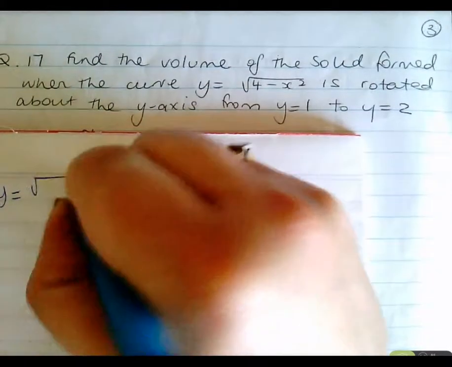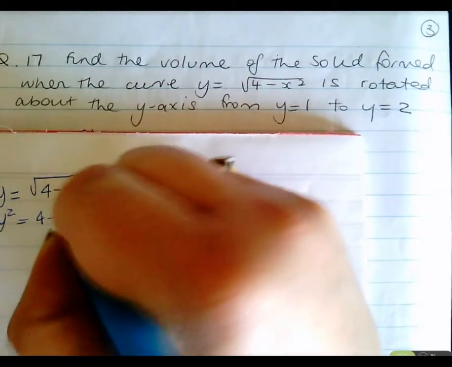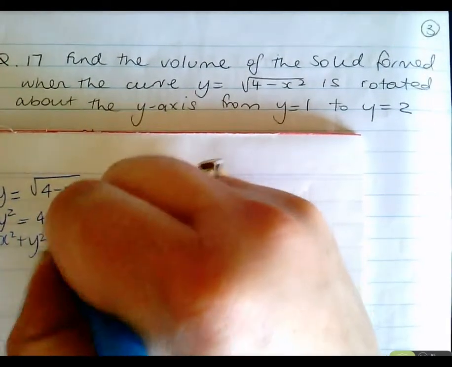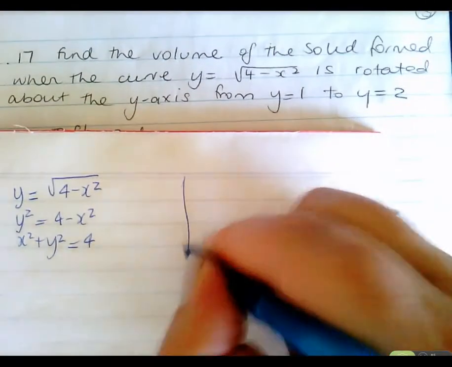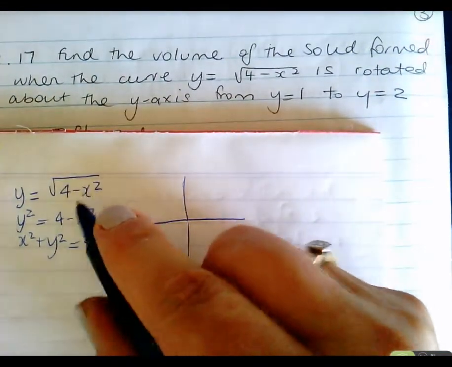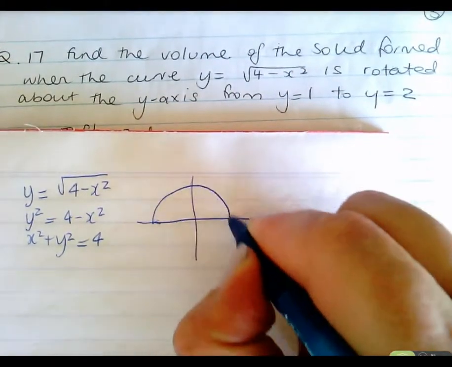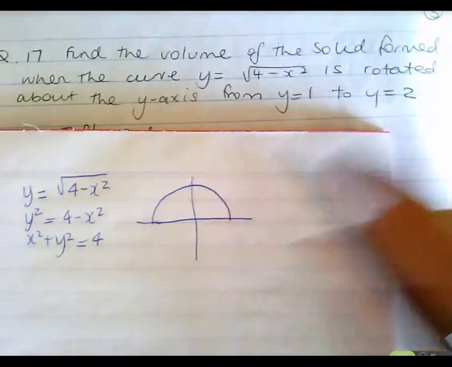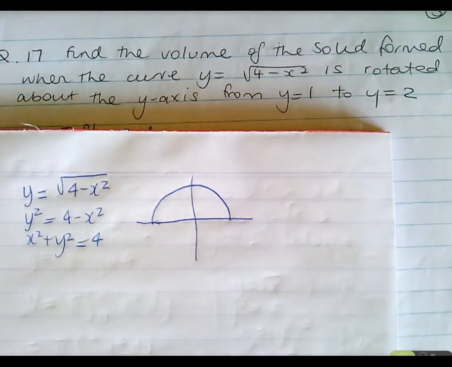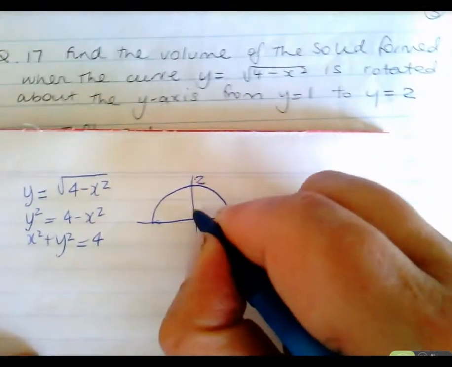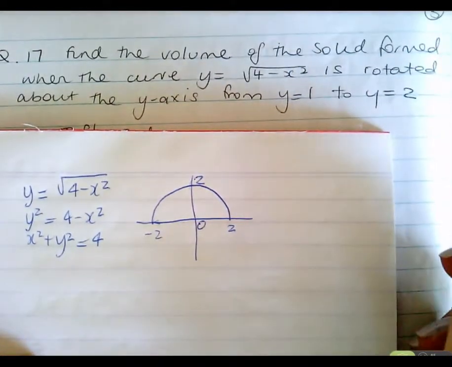So question 17, if you're not sure what it looks like, square both sides. Y squared is 4 minus x squared, so x squared plus y squared is 4, which comes from a circle, so it's a semicircle, the positive, because y equals, it's above the x-axis. If it was x equals, it'd be sideways, but y equals square root of 4 minus x squared is that. But it doesn't matter even what it looks like. We know that this is 2, and this is 0, and that's 2 and negative 2. But it's rotated about the y-axis.